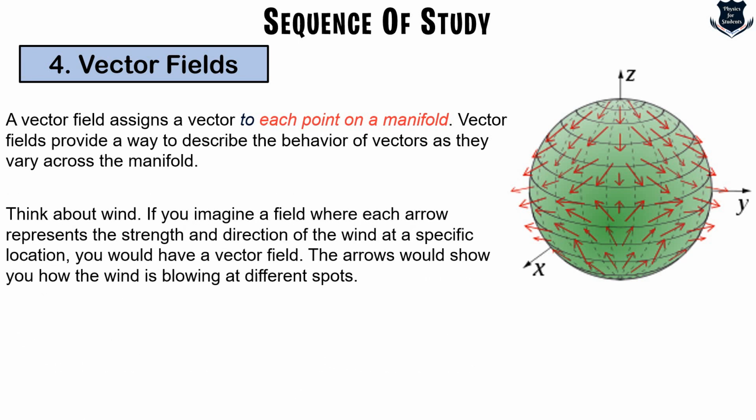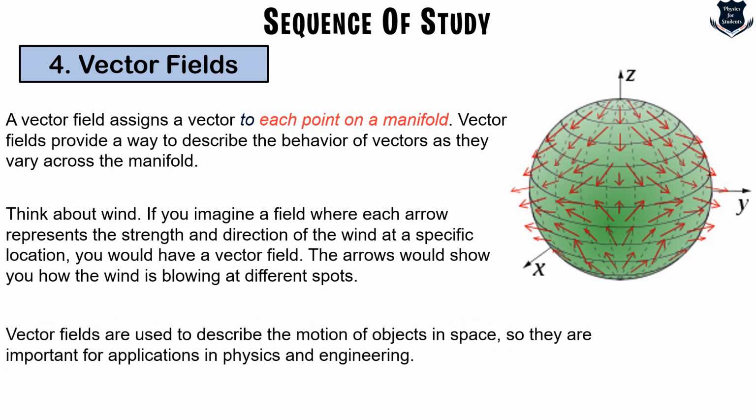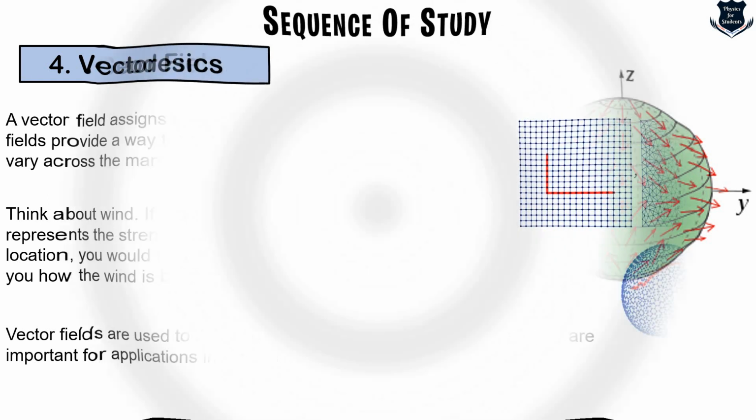So you can think about wind. If you can imagine a field where each arrow represents the strength and direction, the arrows would show how the wind is blowing at different spots. Again, something very local. Vector fields are used to describe the motion of objects, so they are obviously very important in physics and engineering. So these deal with the field, and it shows how wind is blowing at different spots.